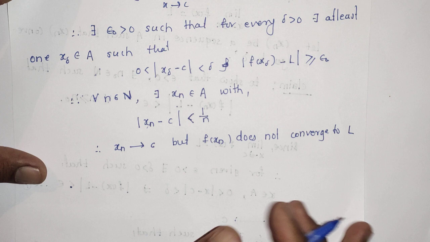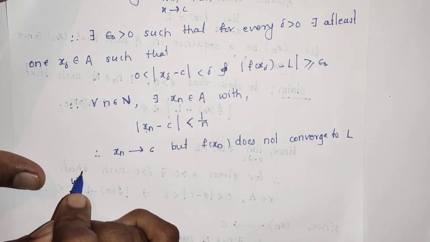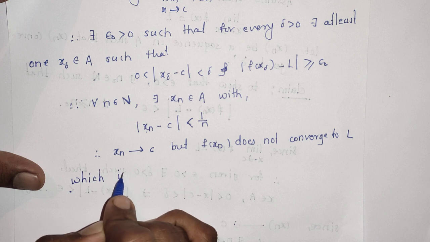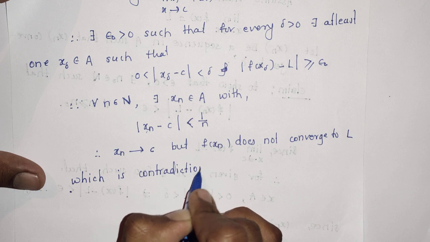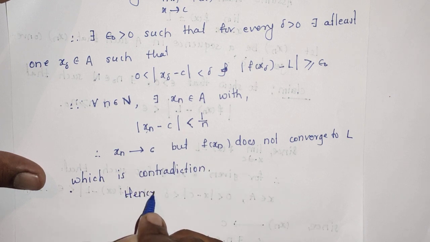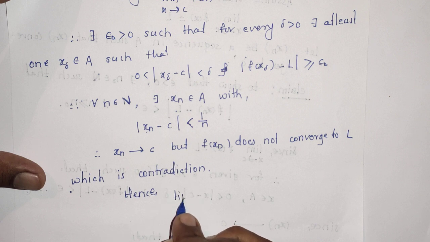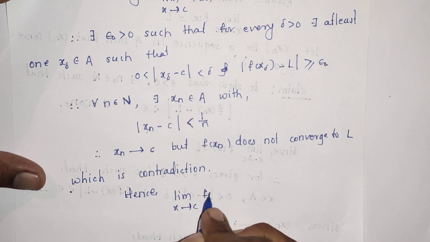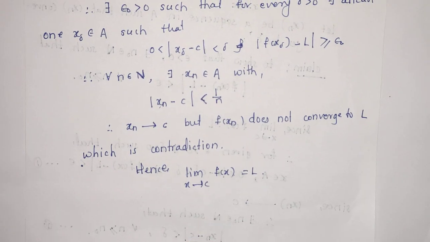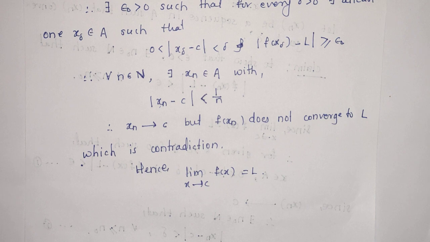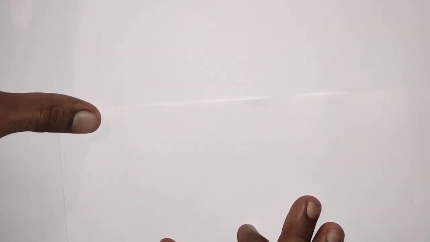So this is a contradiction to our hypothesis, hence the limit of f of x must be L. Hence the proof of this theorem, that is, these two statements are equivalent. Now we will see some divergence criteria, for whenever our function is divergent. So the next topic is divergence criteria.